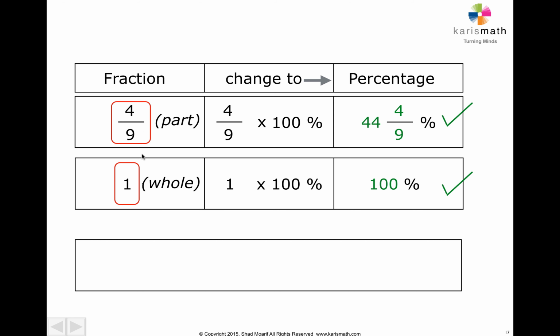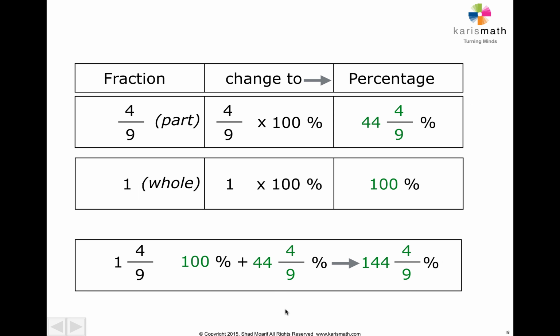And what about this one here? 1 and 4/9. If you join it together, 1 whole and 4/9 fraction is what percent? Well, 1 whole is 100, 4/9 is 44 4/9, and so the answer should be 100% plus 44 4/9%, which is 144 4/9%. That's what 1 whole and 4/9 would be. Clear? Take a good look. You get it?